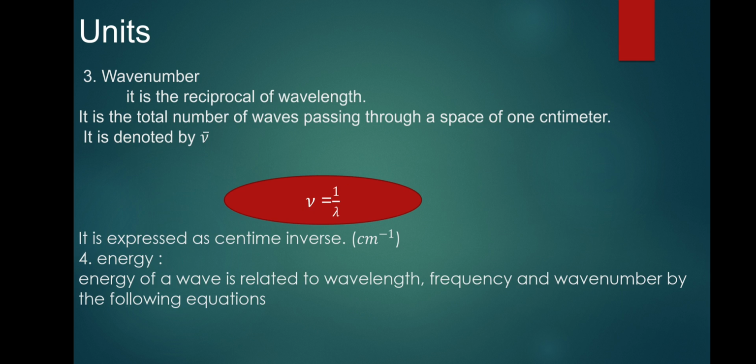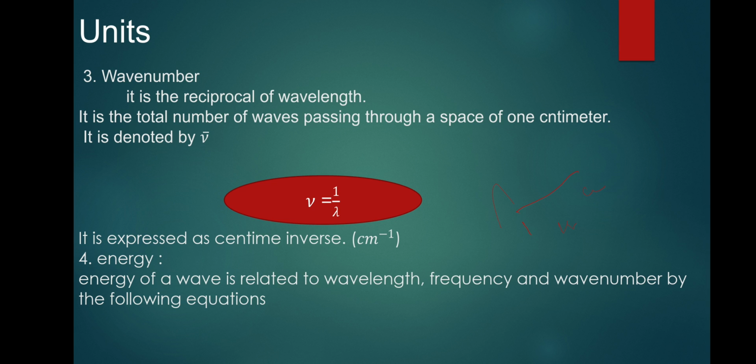Another term is wave number. Wave number is the reciprocal of wavelength, and it is the total number of waves passing through a space of 1 centimeter. If we take a distance of one centimeter, the number of waves in it is what we call wave number.